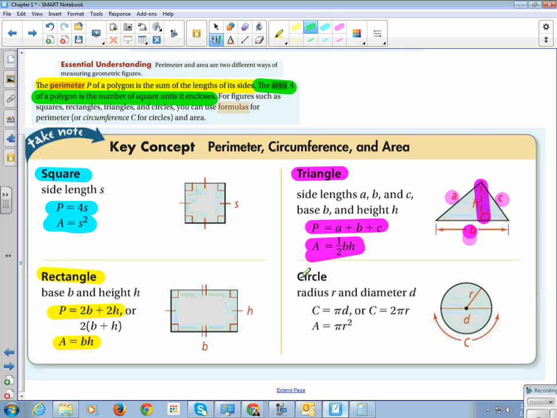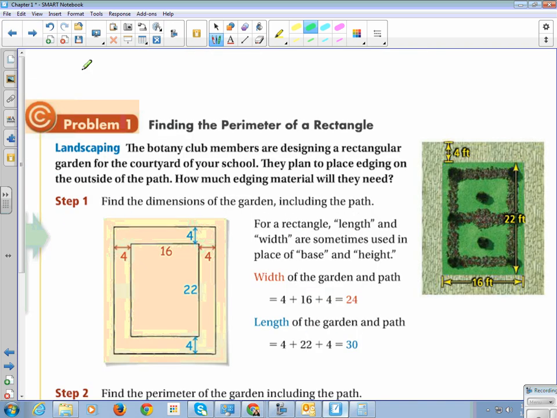And for a circle, the circumference is pi times its diameter. The diameter is all the way across. Or it's 2 times pi times the radius. The radius is halfway across your circle. The area formula is pi times radius squared. All right, we're going to use these formulas to find perimeter, circumference, and area.